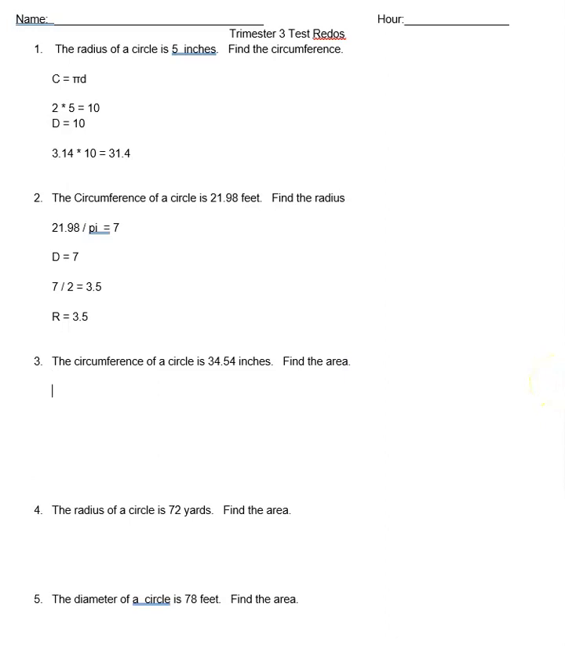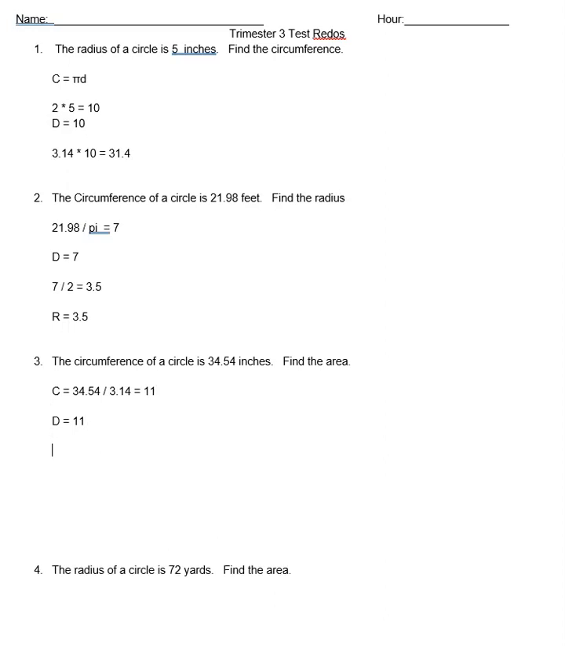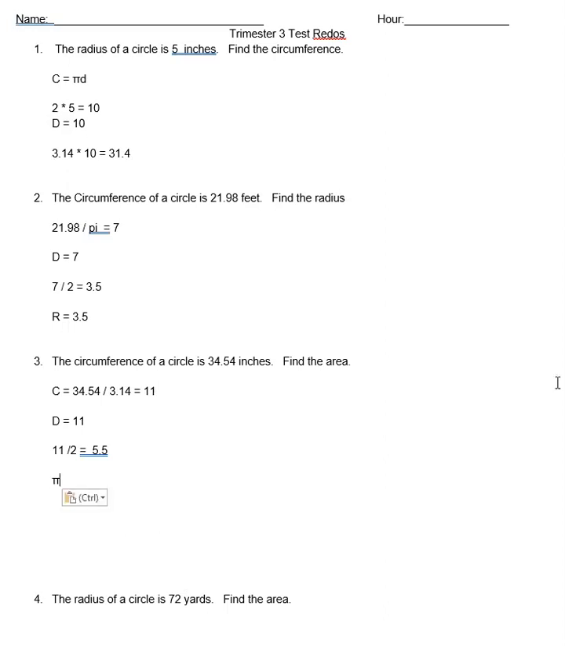Find the area. Okay, so for circumference, we're going to first divide by pi. If you give it a circumference, divide by pi, and that will give you the diameter. When you have a diameter, you divide it by 2 to get the radius. To find the area, you do pi r squared, so that'd be pi r squared, which would be 3.14 times 5.5 times 5.5. Or 94.985.